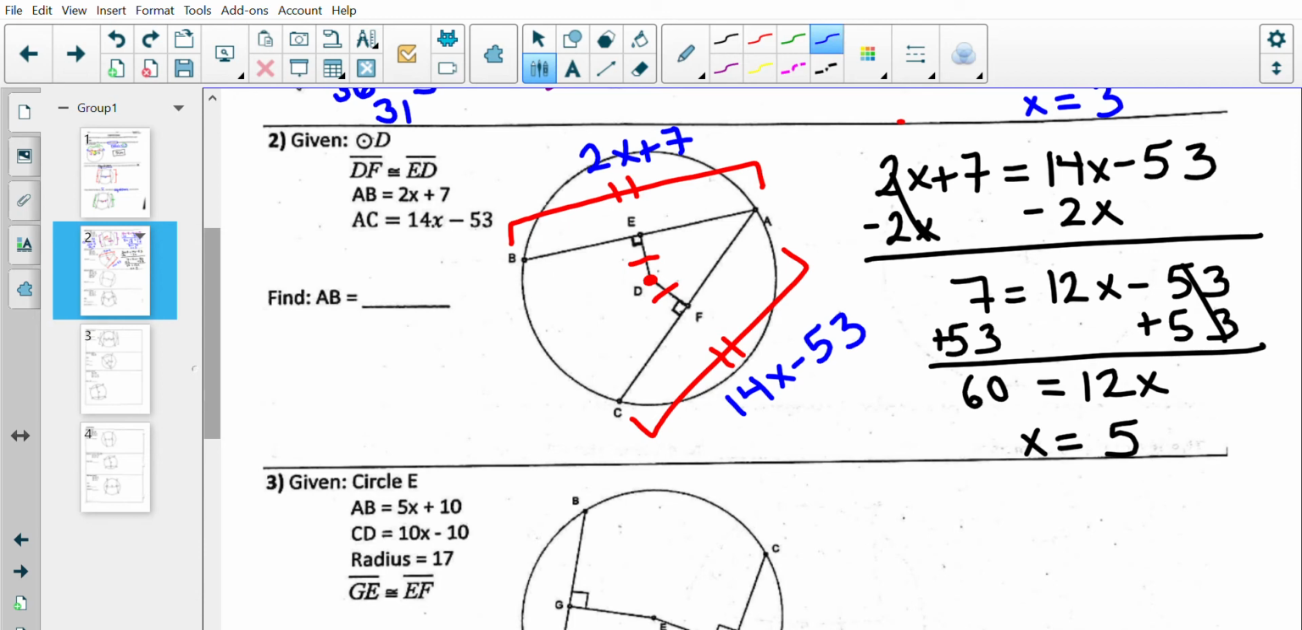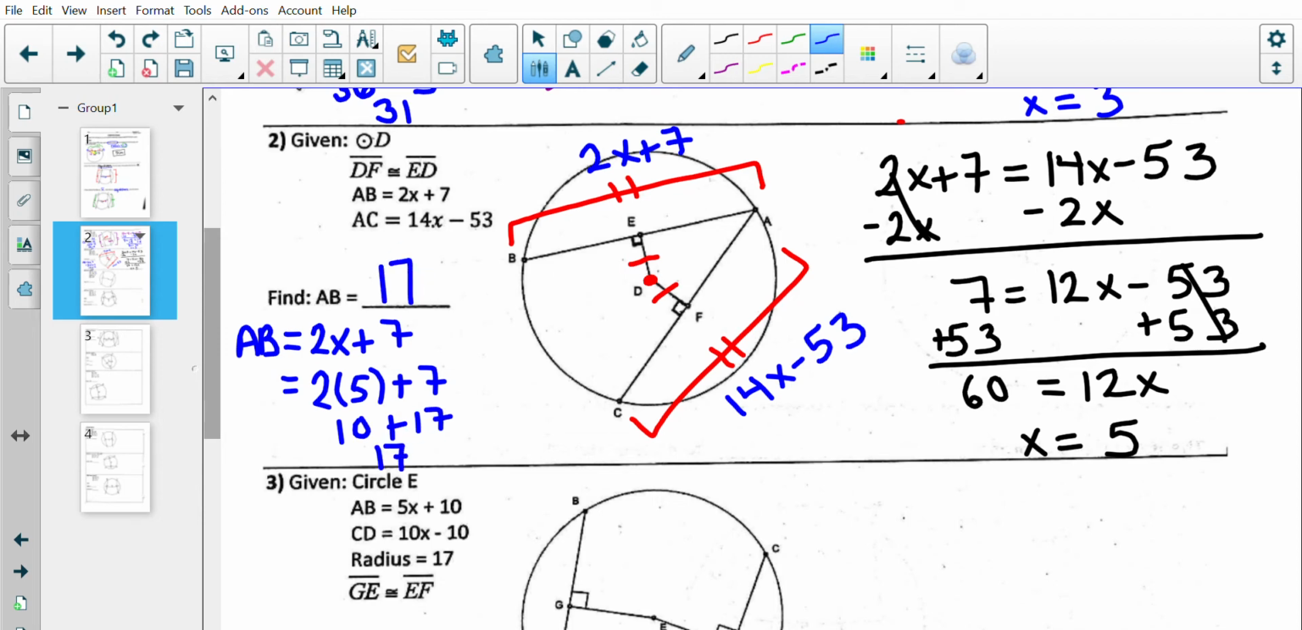So what were we trying to find? Do we want to find the length of AB? Well, we know AB is represented by 2x plus 7. So let's plug that right in. 2 times 5 plus 7, which is 10 plus 7. So we know the length of AB is 17 units long.